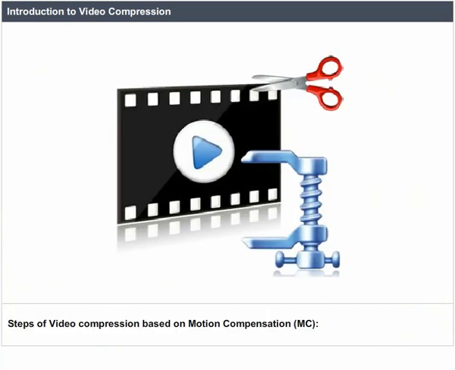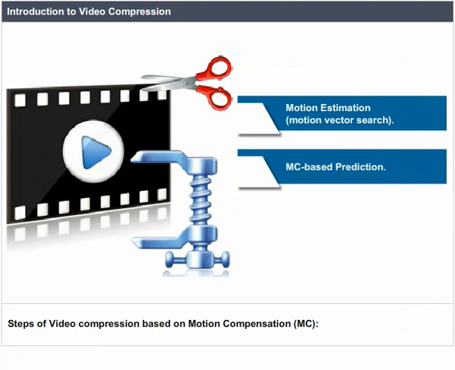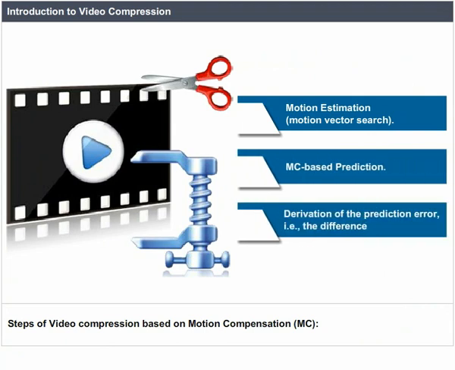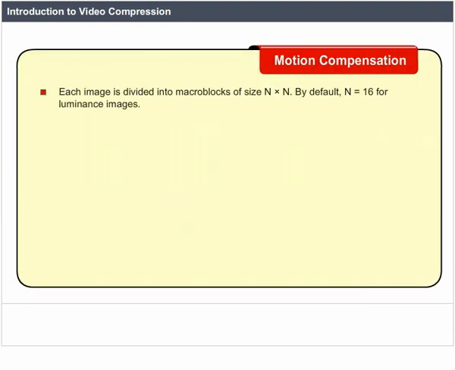Steps of video compression based on motion compensation, MC: motion estimation, motion vector search, MC-based prediction, and derivation of the prediction error, that is, the difference. Motion compensation: each image is divided into macroblocks of size N by N. By default, N equals 16 for luminance images. For chrominance images, N equals 8 if 4:2:0 chroma subsampling is adopted.